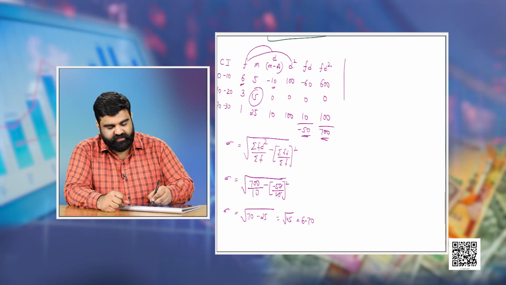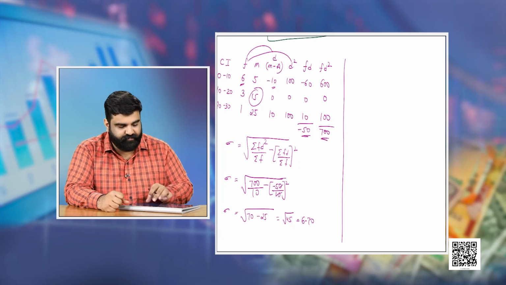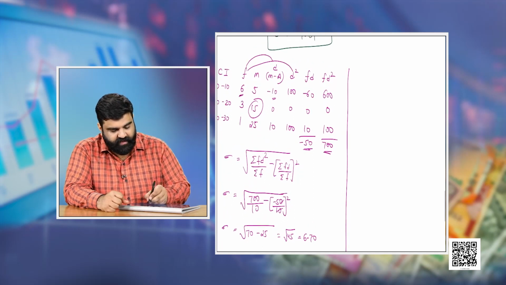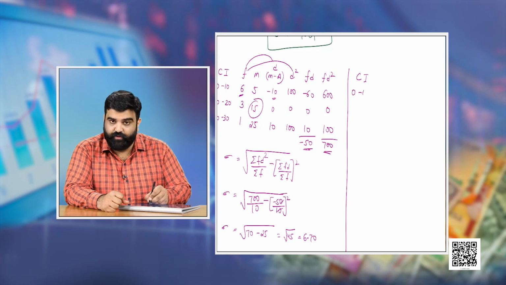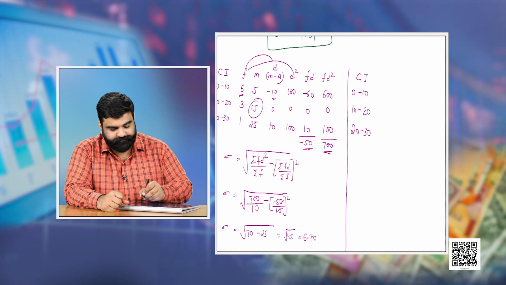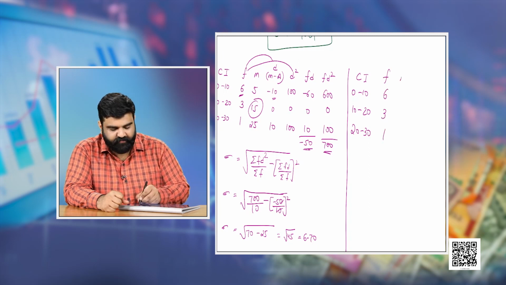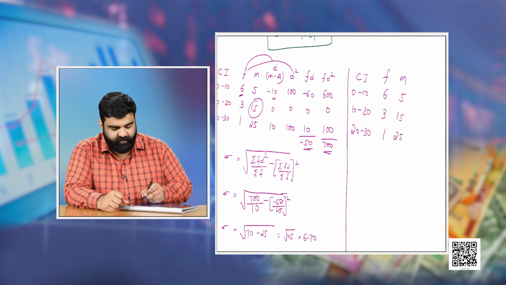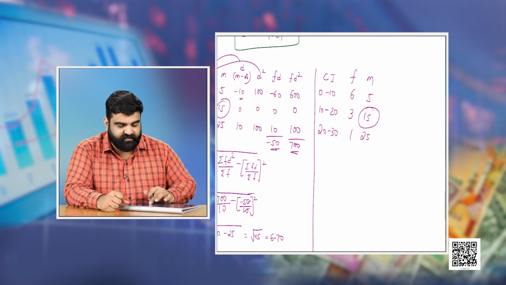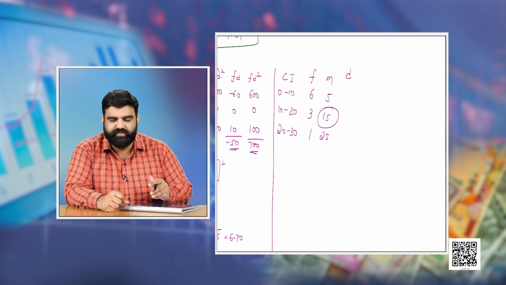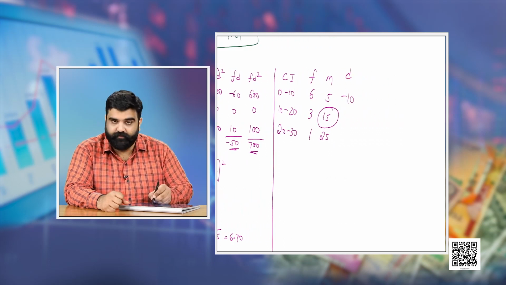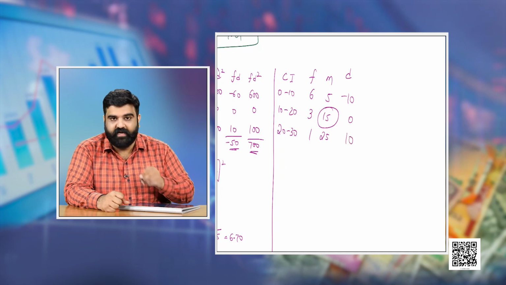Let us also do this question by the step deviation method. So I have the class intervals as 0 to 10, 10 to 20 and 20 to 30. The frequencies as 6, 3 and 1. I have the mid values as 5, 15 and 25. Let me assume 15 as the assumed mean again and find out deviations from the assumed mean. So I have minus 10, 0 and finally 10.